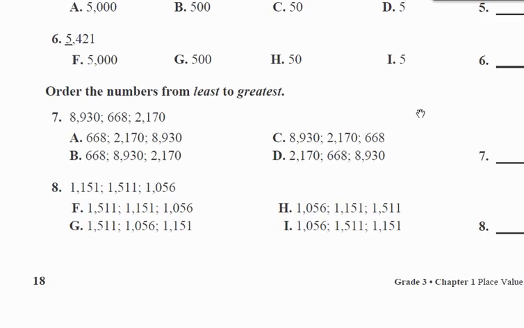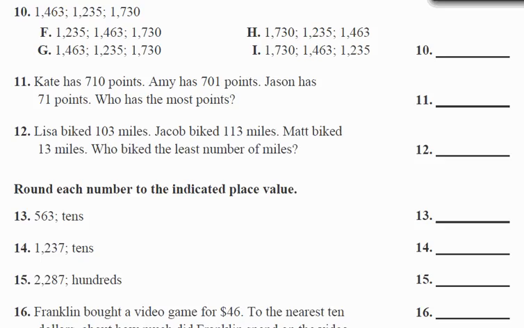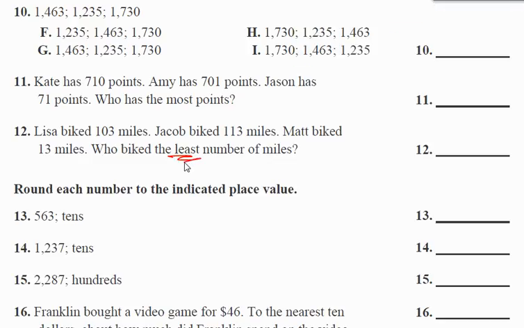7 and 8, you need to put the numbers from least to greatest, from smallest to biggest. However, 9 and 10, I do the opposite. Greatest to least, biggest. 11 and 12, 11 says who has the most points, and then find out which number is the biggest. Who has the least number? Least means what? The smallest.